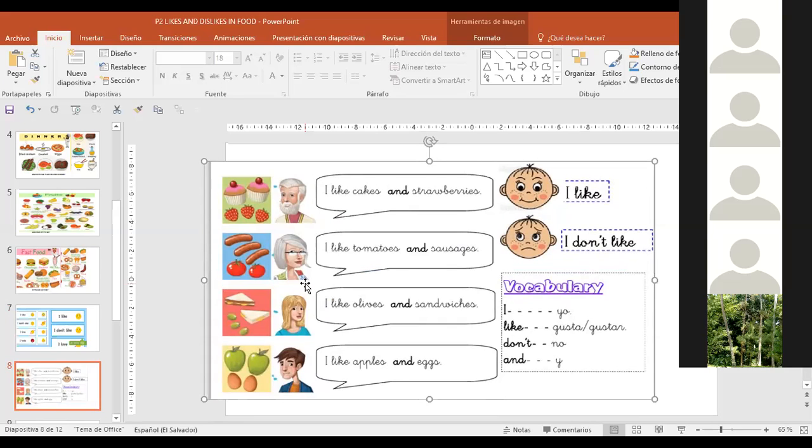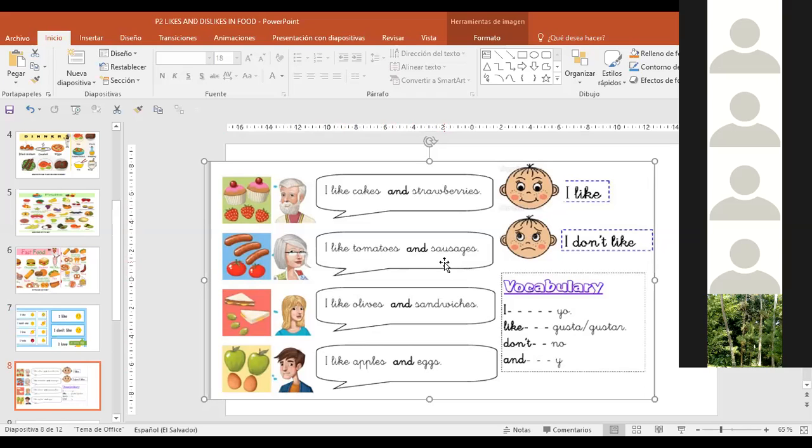I like tomatoes and sausages. I like olives and sandwiches. I like apples and eggs. ¿Podría repetir la segunda fila de los sausages? Sí, please. Sausages. I like tomatoes and sausages.